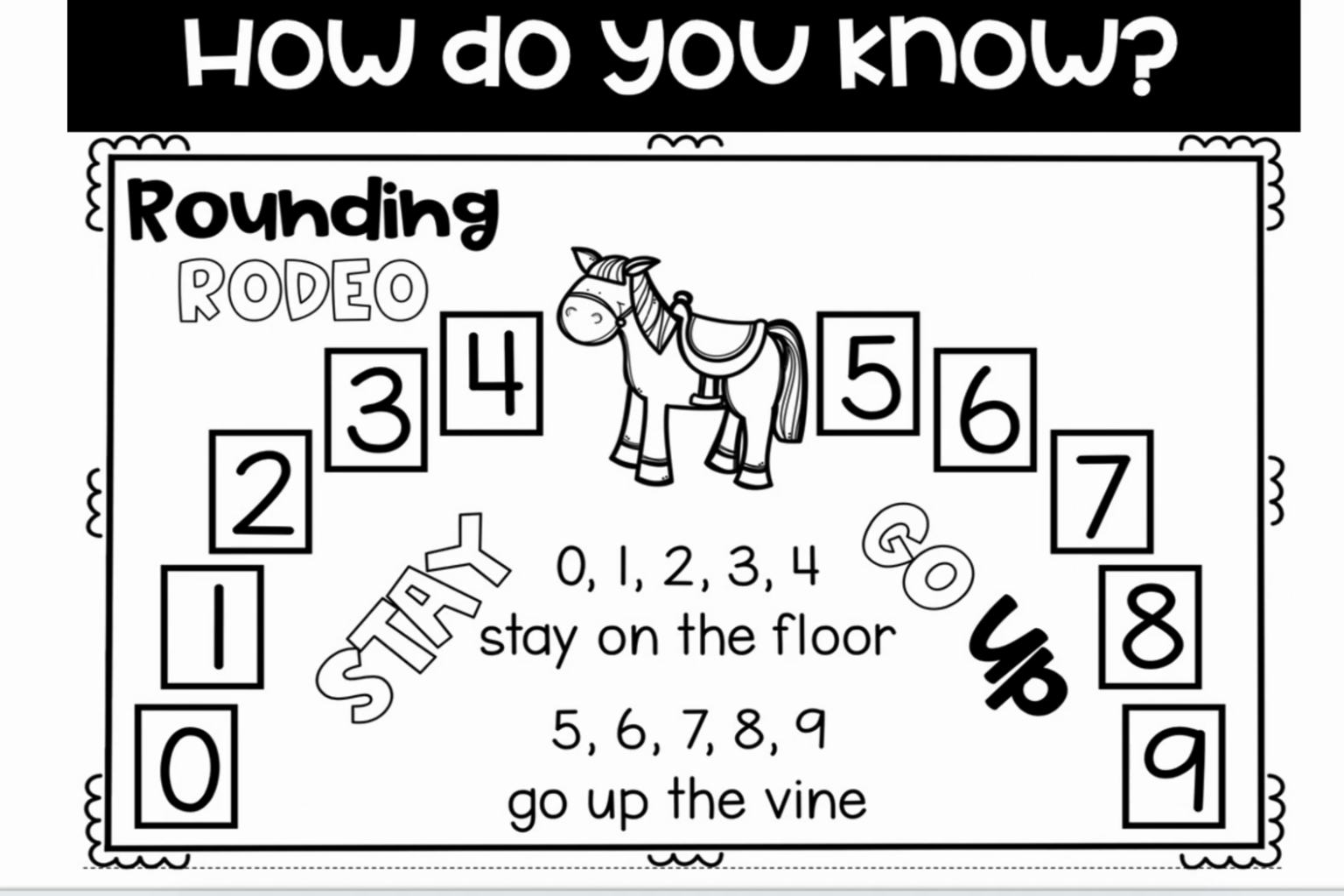Another way that we can look at this is we can take a look at a rounding chart. Any number that ends in 0, 1, 2, 3, or 4 stays down. Any number ending in 5, 6, 7, 8, and 9 goes up. So 23 ends in a number 3. If I see a number 3, I know it rounds down to 20 and not up to 30.